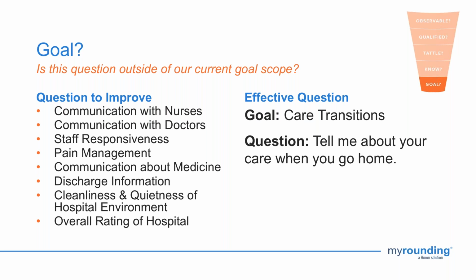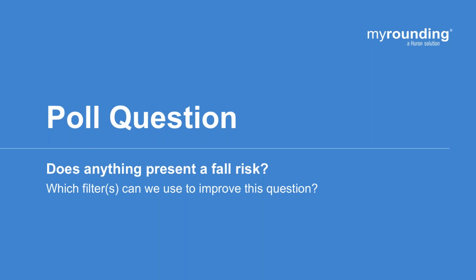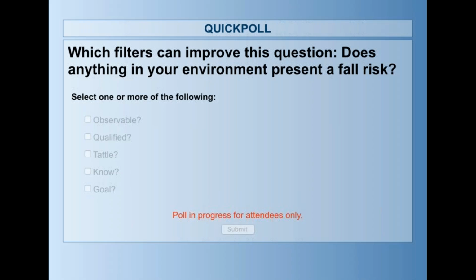Yeah. So thank you all for providing that great information on all of these. I'm going to launch one last poll here in the last couple of minutes. Based on everything that we've already seen through this filter, the 5 different tiers, how would you improve this question? "Does anything in your environment prevent a fall risk?" So asking a patient that question. Which one or more of the following categories do you think that would get stuck in the filter at?